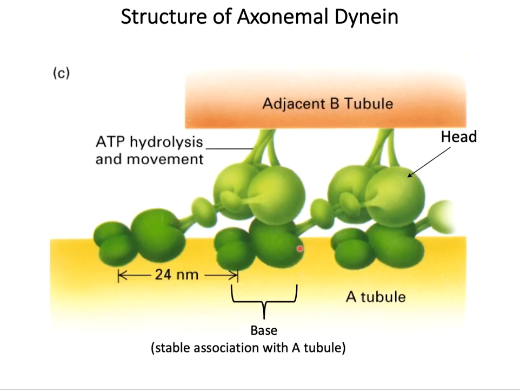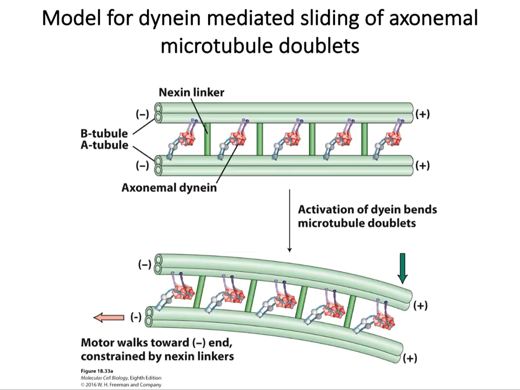So here is how it interacts with the doublet microtubules in the axoneme. You have the base region that forms a very stable association with the A tubule right here. And then you have the head region that forms a transient interaction with the adjacent B tubule. So this is an overall structure of the axonal dyneins. So this is how it works.